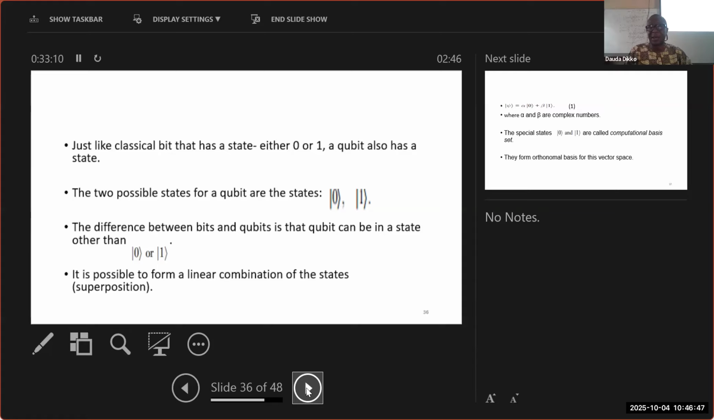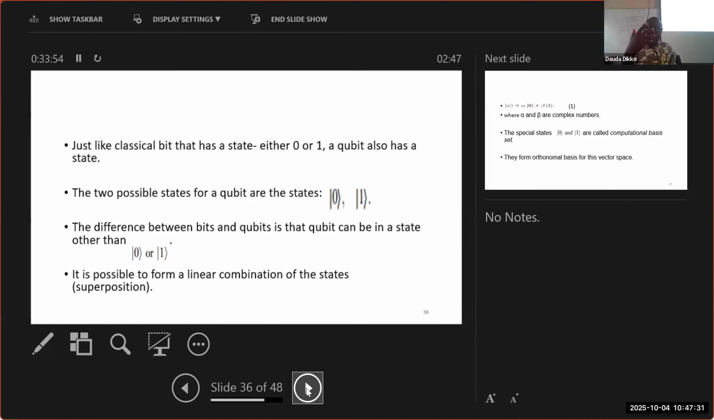So you can see the vertical line, and you can see something that represents the angle. That symbol is called a ket, K-E-T. The difference between a bit and a qubit is that a qubit can be in a state other than the usual 0 and 1. It can be done when we have superposition, or the linear combination of the two possible states. In classical computing, we make use of bits. In quantum computing, we make use of qubits.